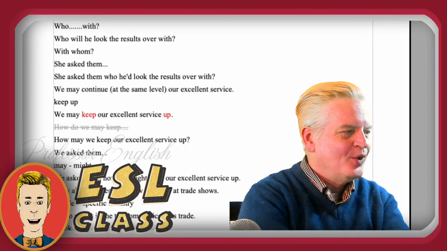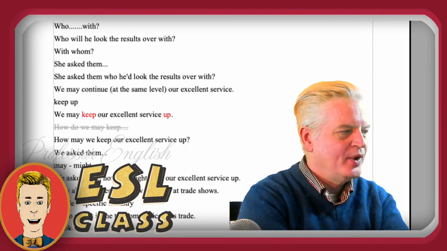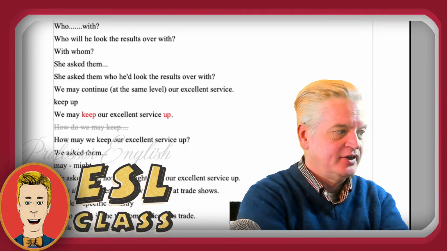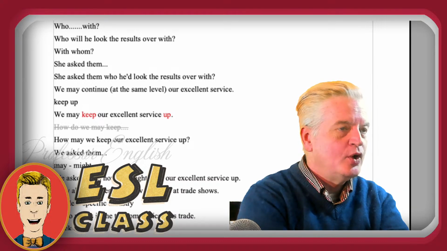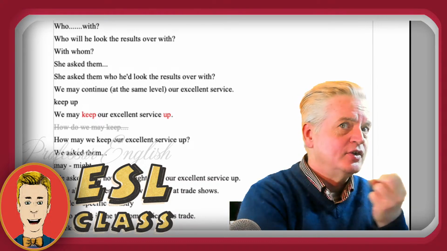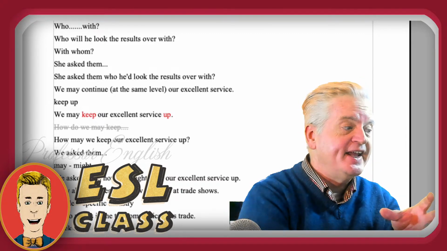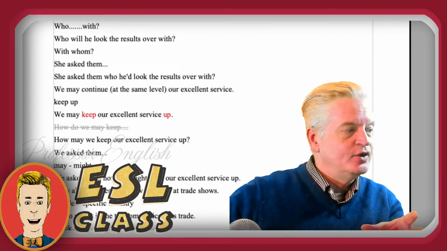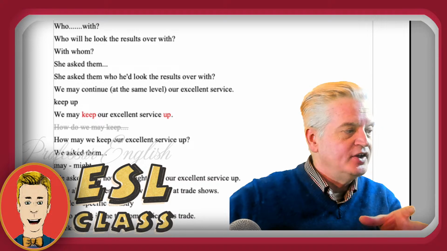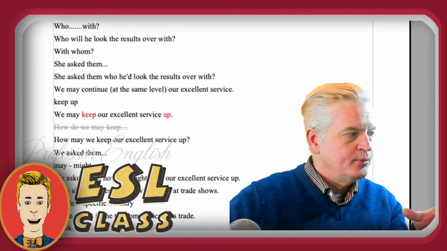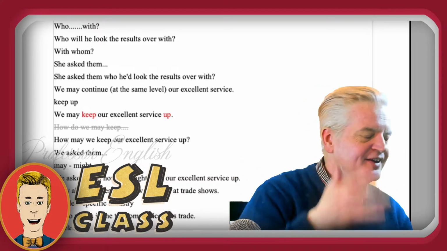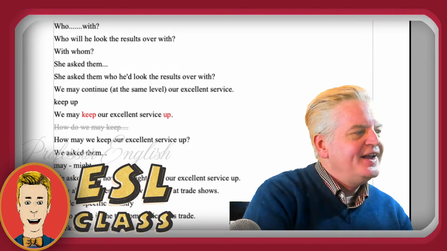Mikhail is saying, who will look the results over with? You are missing the subject. Okay, so who, because there are two people in this activity. There's he, and then there's the mystery person who, and you have forgotten to use the he.